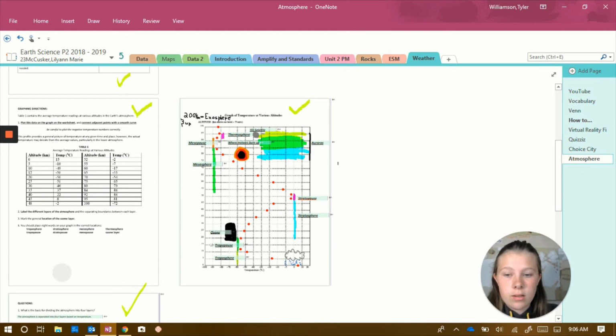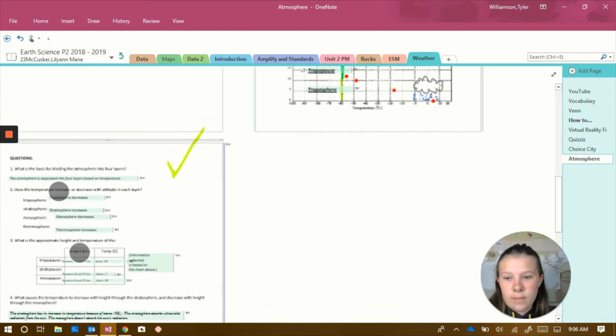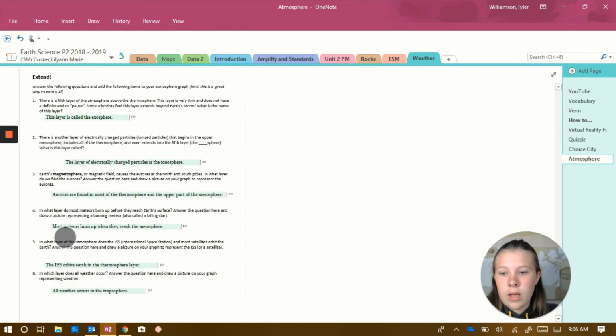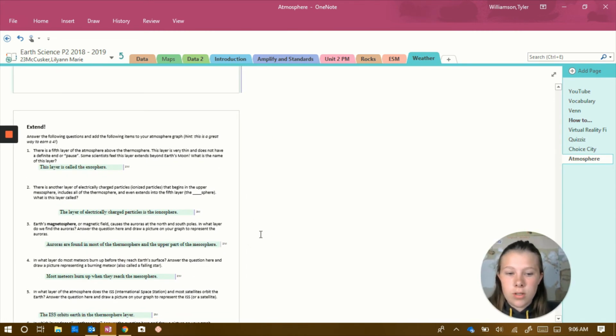It will take a little bit of looking, but you should be able to find all of it. And if not, you can look on Google. And for the next one, the extend paper, for those of you who are doing it, I highly recommend doing it, because I'd rather be safe than sorry with your grades, especially in science.